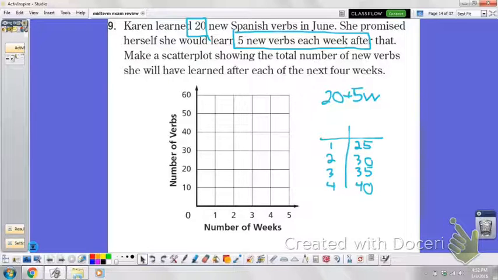Now we need to make a scatter plot with this information, so I just need to plot my points. So I have a point at 1, 25, so I have to go over 1, up 25. I have another point at 2, 30, so over 2, up 30. A point at 3, 35, so over 3, up 35. And over 4, up 40. So there's my scatter plot.